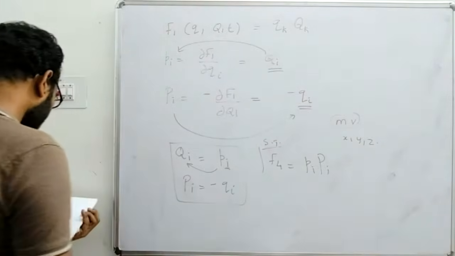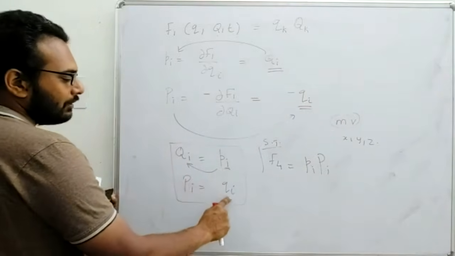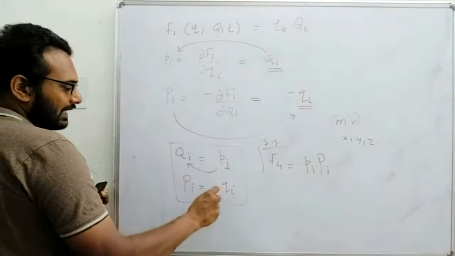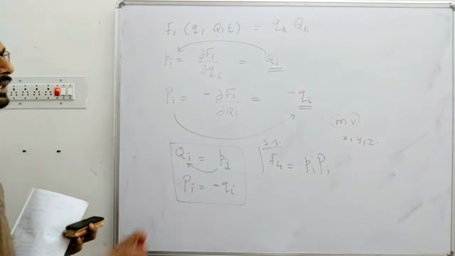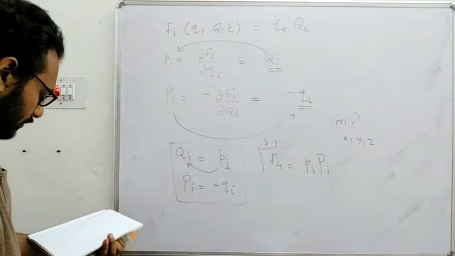You just need to be careful. You cannot have Q_i equal to P_i and P_i equal to Q_i. This is not possible. Somewhere there has to be a minus sign. Only then will the equations of motion come out right. Only then will it be a canonical transformation.